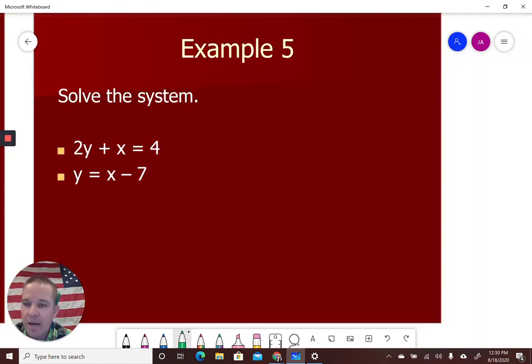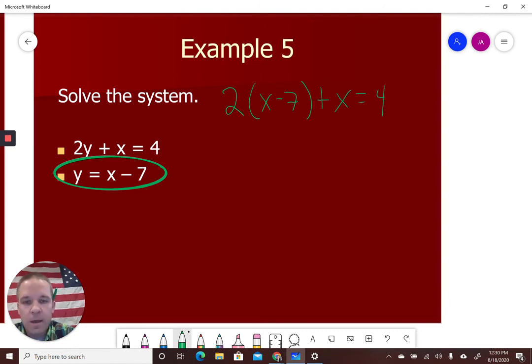All right, I see a nice opportunity for some substitution here. That bottom equation is already solved for y. Let's use that to our advantage. So I'm going to have 2 parentheses x minus 7 plus x equals 4. So I'm going to distribute my 2 in, and I'll get 2x minus 14 plus x equals 4. And I'm going to have 3x.